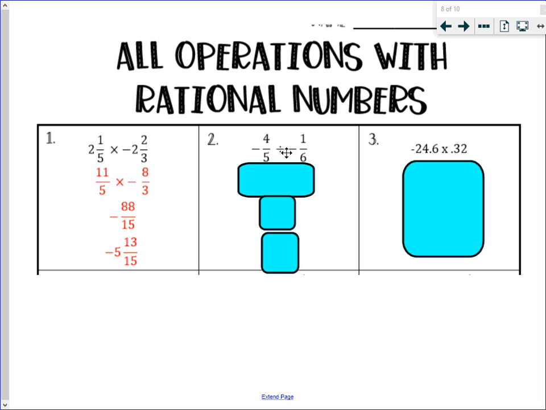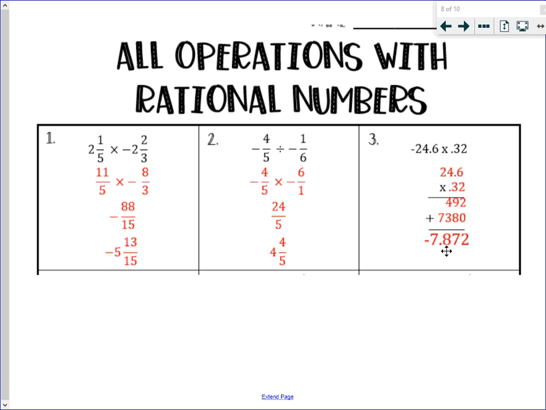Here we need to multiply by the reciprocal. So it's going to be negative 4/5 times negative 6 over 1. Remember, make sure you pause this so you can work them before I go over them. Then you multiply across and we get 24 over 5. It's a negative times a negative. Remember, negative times a negative is a positive answer. So 4 and 4/5.